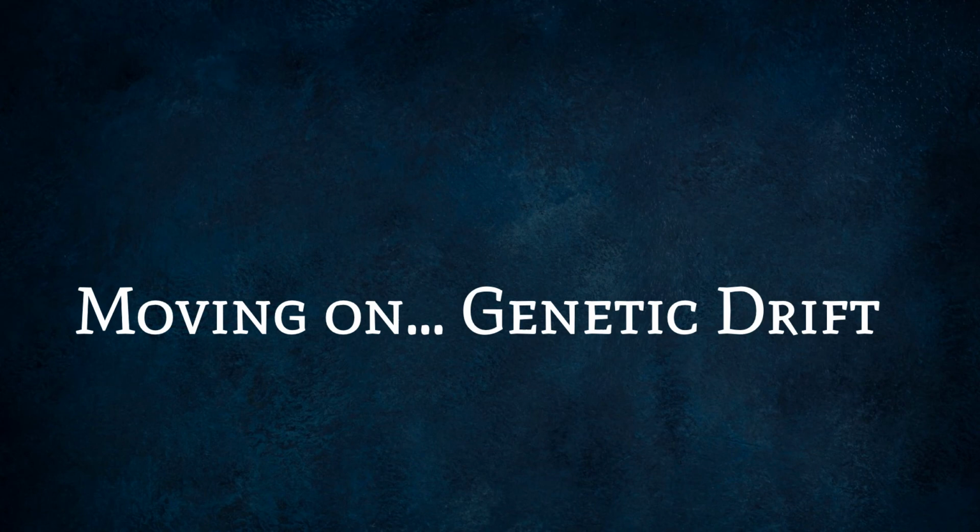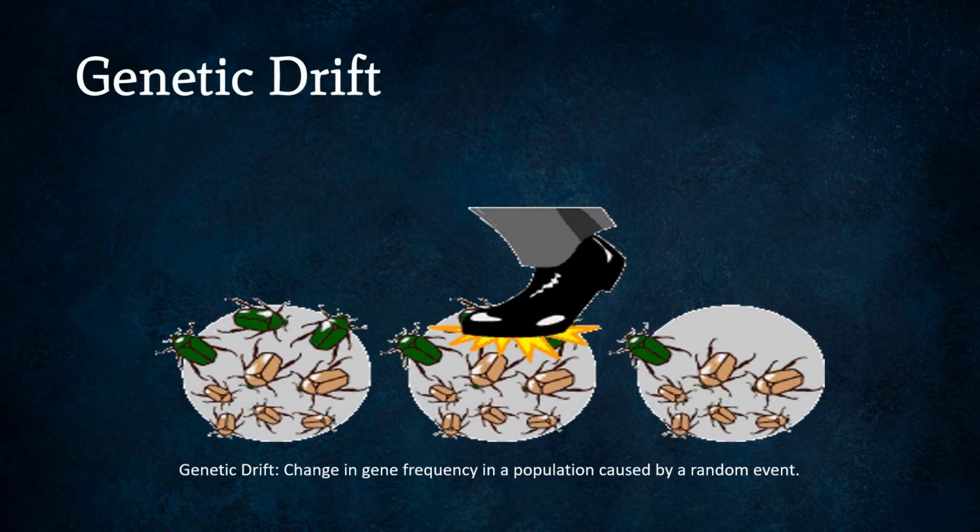Okay, we are moving on. That was natural selection. We're moving on to another force of evolution called genetic drift. So, a real quick definition before we move on to the next part of the lesson. Genetic drift is a change in gene frequency in a population caused by a random event. That is important to remember. The traits don't matter, the environmental factors don't matter, randomness is what matters.